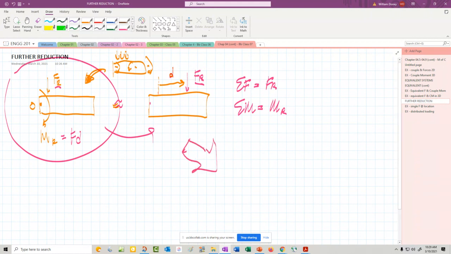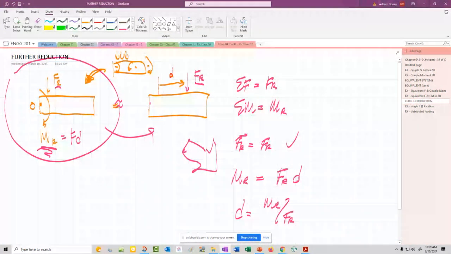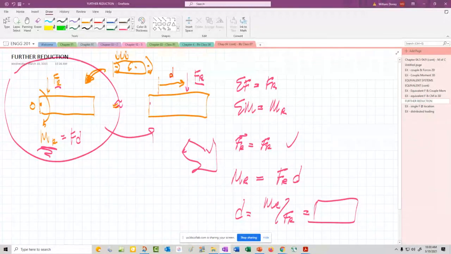So how do I do that? Well, moving the force is pretty easy. The resultant force is the resultant force. I don't change anything but the location. But what I have to do is set up that resultant moment over here equal to that resultant force moved to that distance. And the idea is I can find where to move that force to have an equivalent system of a single force.